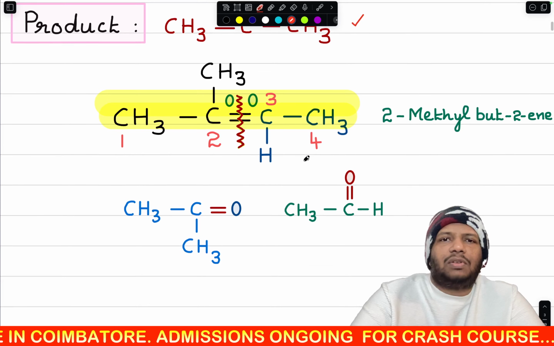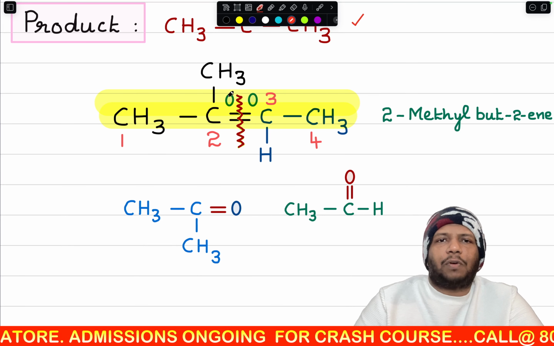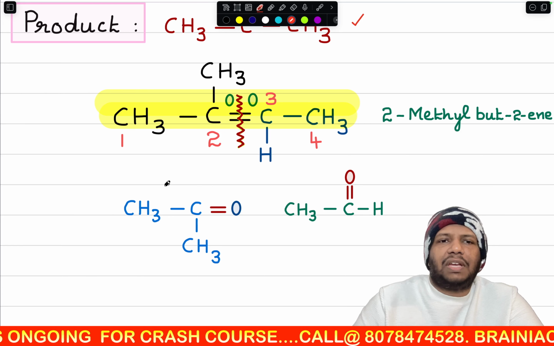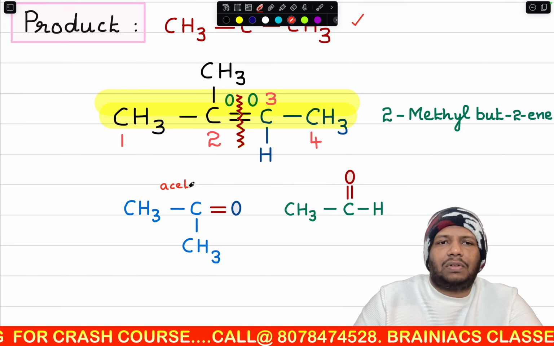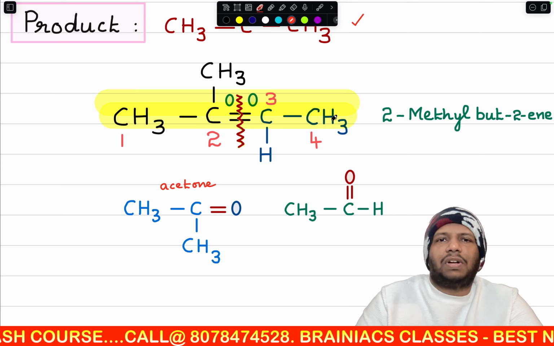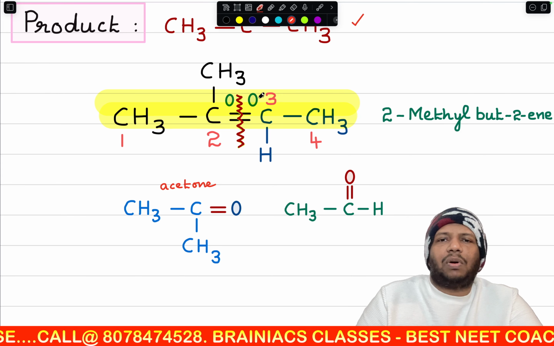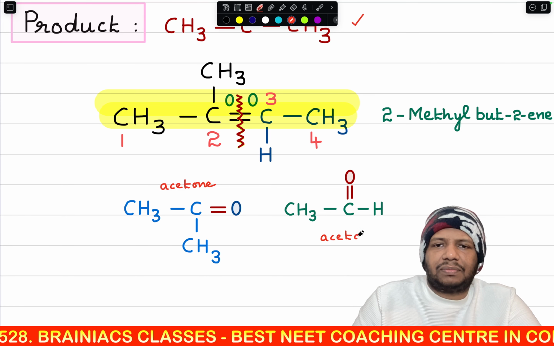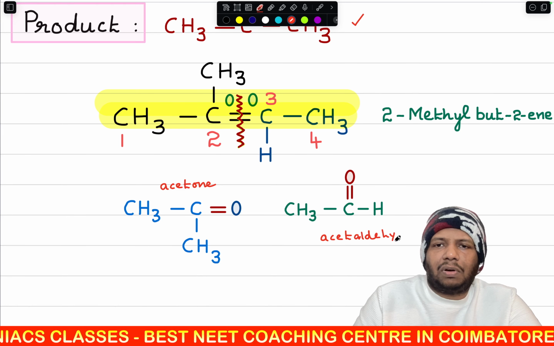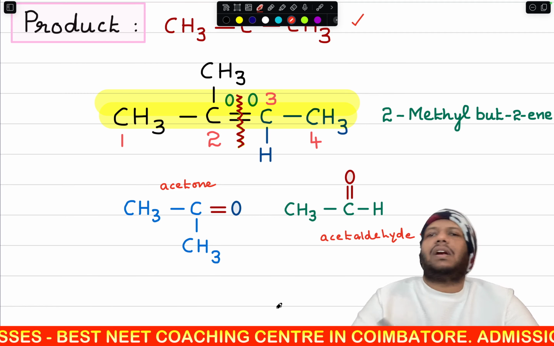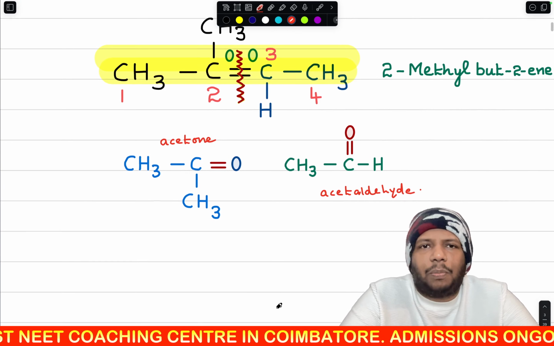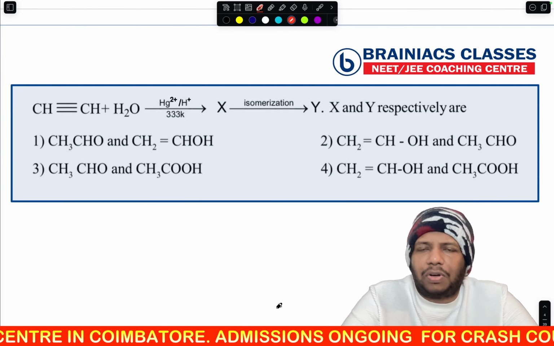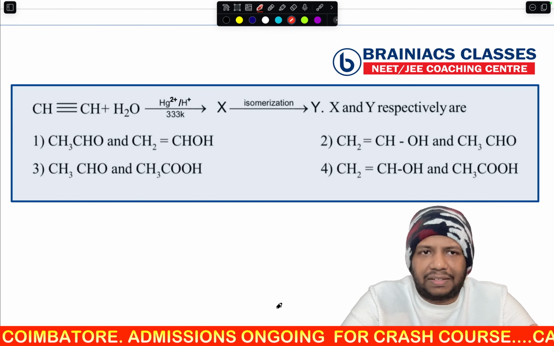Now I have taken 2-methyl but-2-ene and am performing ozonolysis. You can see oxygen coming here. This is becoming acetone. This is my acetone. And the other one is becoming CH3, here O is coming, CH3CHO. This is nothing but my acetaldehyde, or we can say the IUPAC name ethanal. Clear? I hope it is clear for you. This is a very important question from hydrocarbons. Please learn ozonolysis and go for the exam.